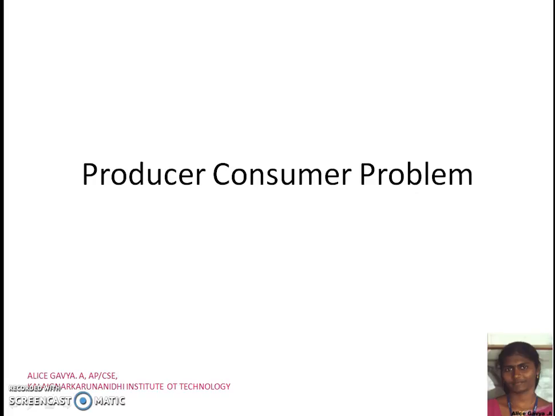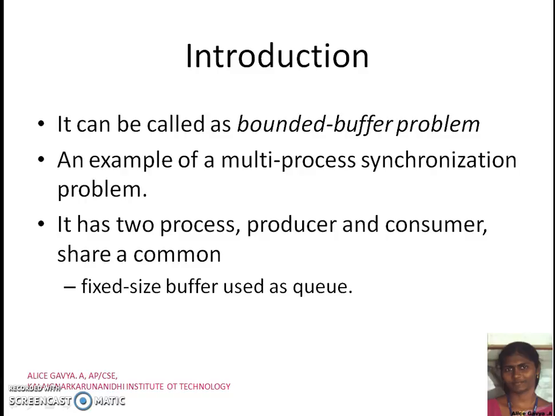So in this video we are going to discuss the producer consumer problem. First, let's see the introduction. This producer consumer problem can also be called the bounded buffer problem. It is one of the examples of a multi-process synchronization problem.